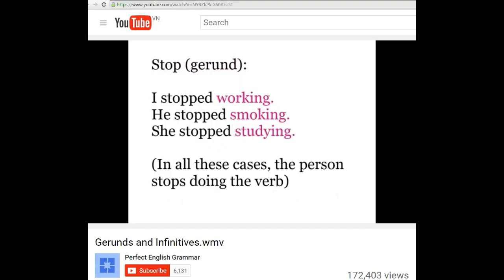Let's look at an example. Stop with gerund. I stopped working. He stopped smoking. She stopped studying. In all these cases, the person stops doing the verb. Và các bạn chú ý là trong tất cả những cái trường hợp này thì cái người đó dừng làm một cái điều gì đó. Ví dụ, I stopped working, tức là tôi dừng làm việc. He stopped smoking, anh ấy dừng hút thuốc. She stopped studying, cô ấy dừng học. So in the first example, working is the thing that I stopped.